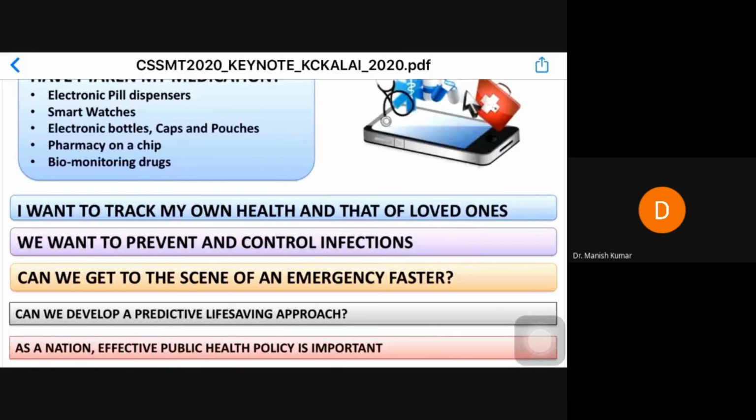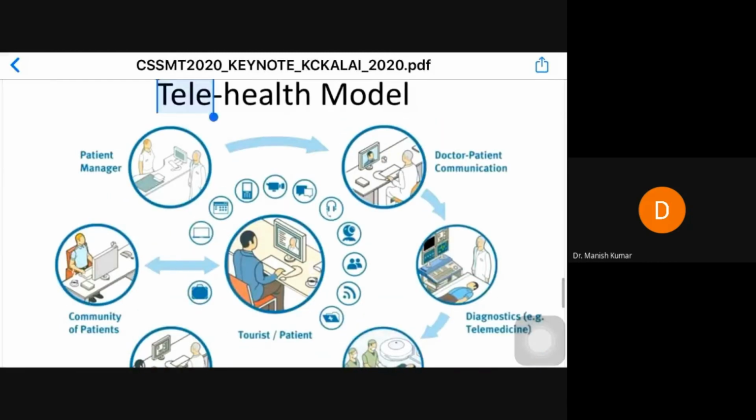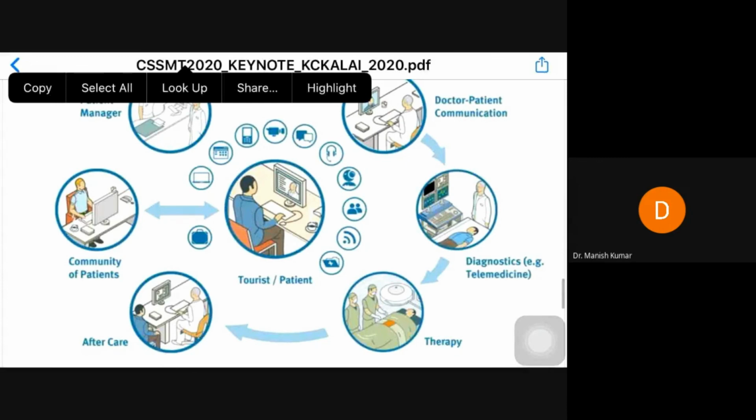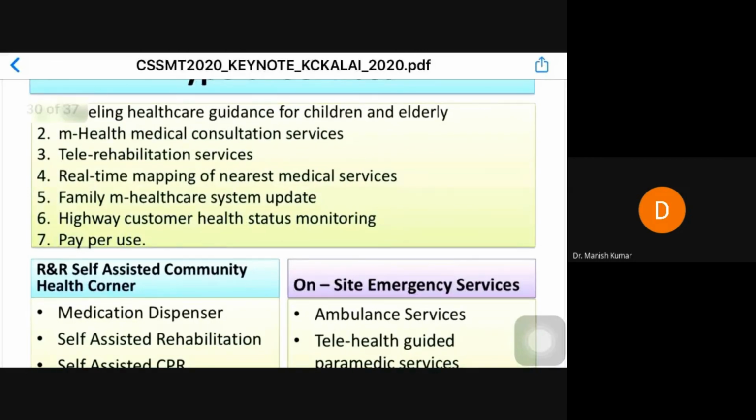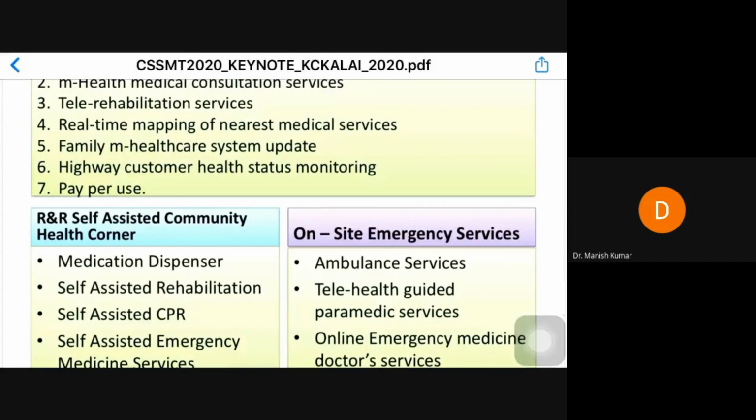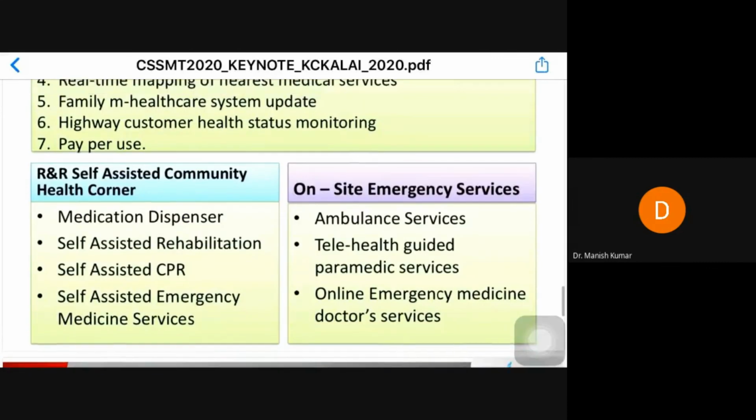We want to prevent and control infections, and get to the scene of the emergency faster. If there is a sudden need for help, how can we manage this, and can we develop a predictive, life-saving approach, and also effective public health policy, which is very important for people. I never thought, when we did this project, that we would have this COVID-19 pandemic, but we really feel this is pretty helpful at this point in time. So this is the model framework established for this project and these types of services. And here we have the rest area, RNR as we call it, where the assisted community health corner has been established.